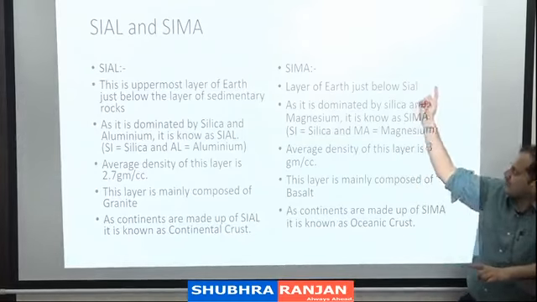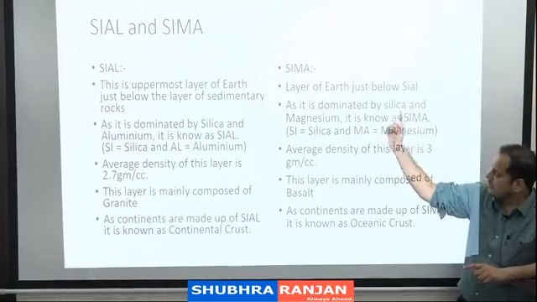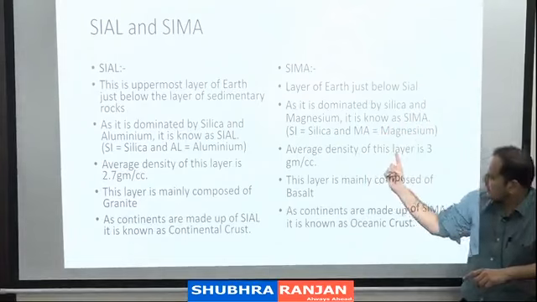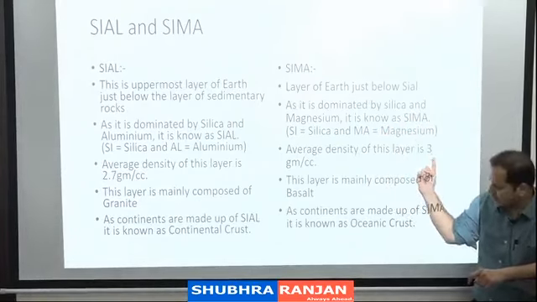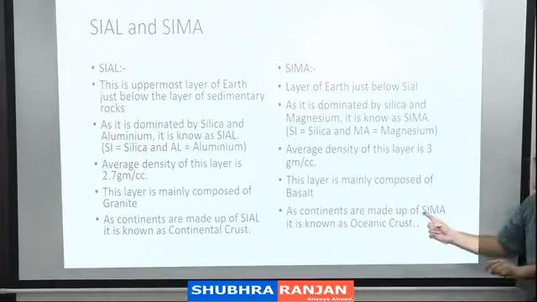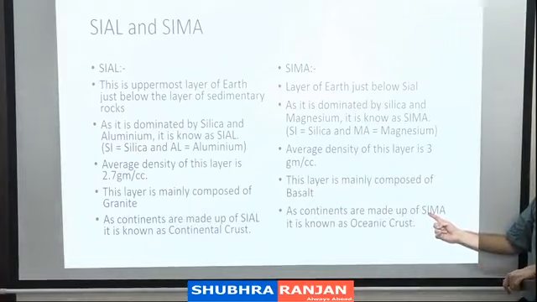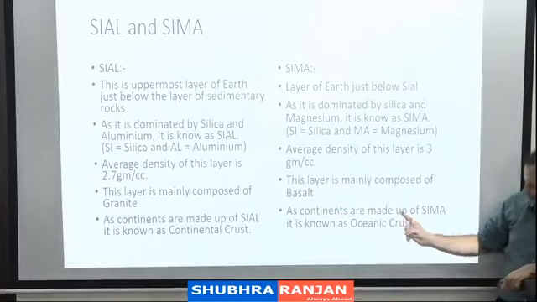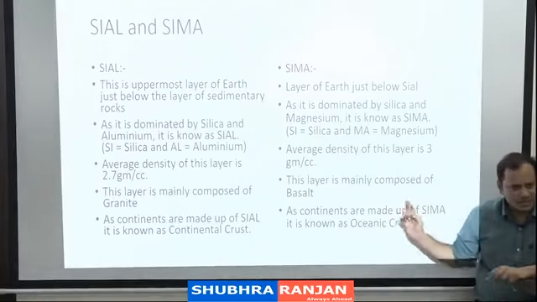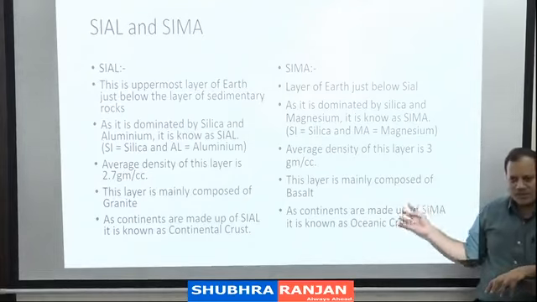Sima, the layer of the earth just below the Sial, as it is dominated by silica and magnesium, is known as Sima. Average density is somewhere around 3 grams per cubic centimeter. This layer is mainly composed of basalt. As the oceans are made up of Sima, it is known as the oceanic crust. I will change this before sending it to you.